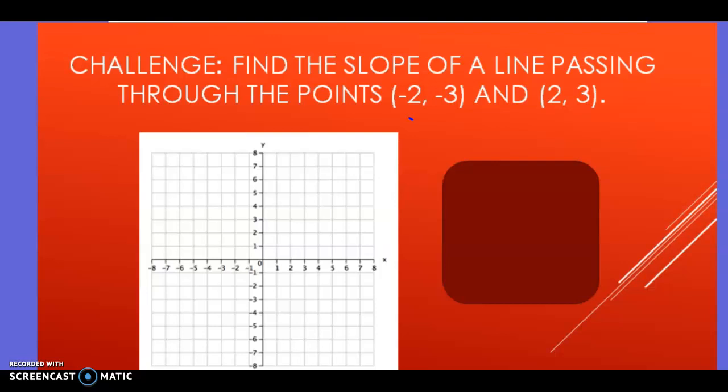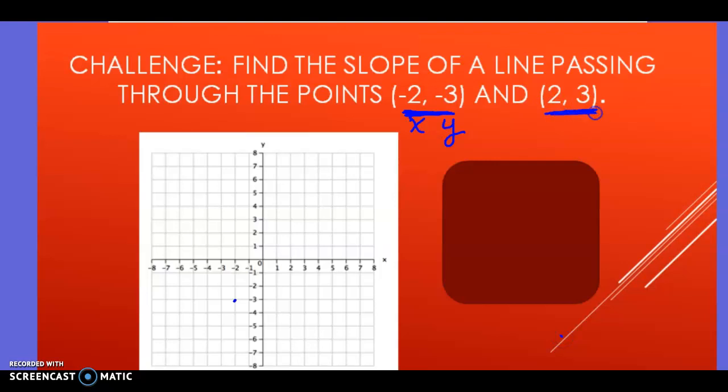So when I want to graph the point -2, -3, remember the first number is my x, and the second number is my y. So first I'm going to move along the x-axis 2 places to the left, then I'm going to move along the y-axis 3 spaces down because it's -3. And so this right here is the point -2, -3.